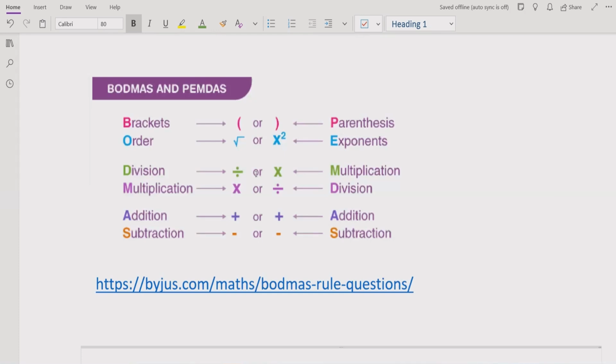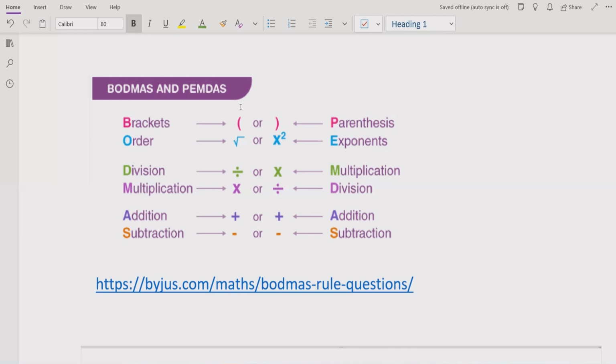If you see on the screen, in BODMAS, B means bracket and expression. So you have to look at the brackets and parentheses first. After that, you have to look at the order, the exponent or any root, and then you have to solve the division or multiplication. Both have similar precedence, so you can solve either of them going left to right. If division comes first, you solve the division, and if multiplication comes first, you solve the multiplication.